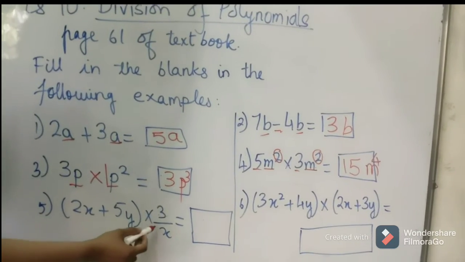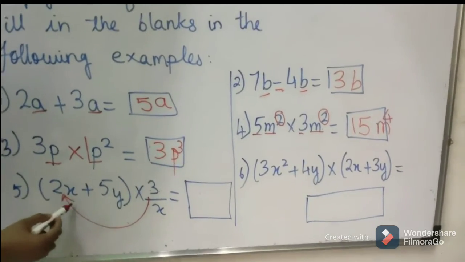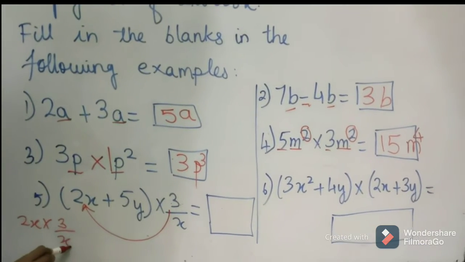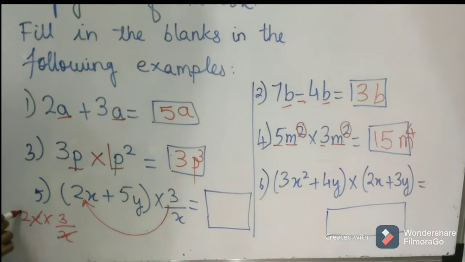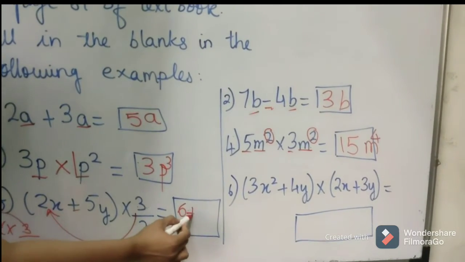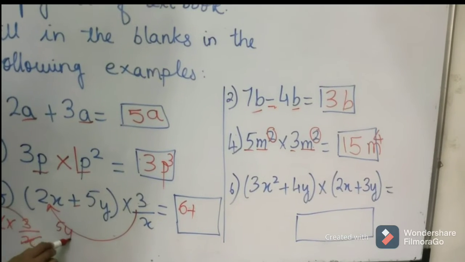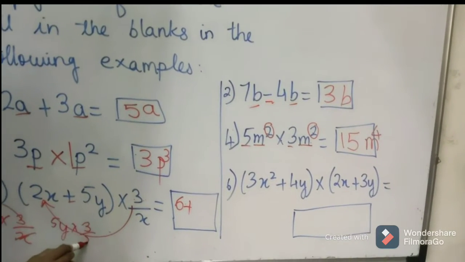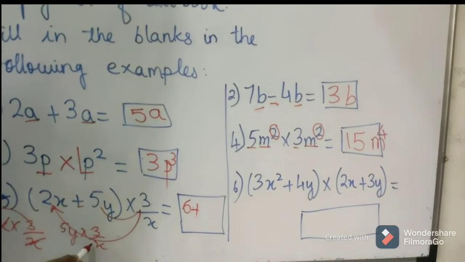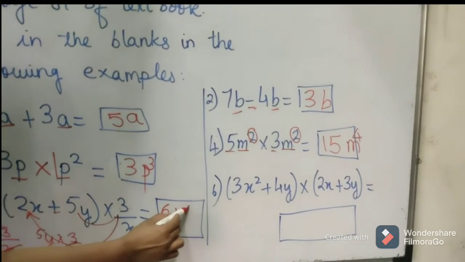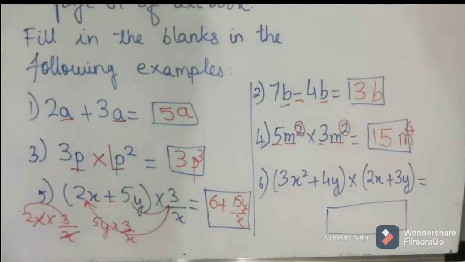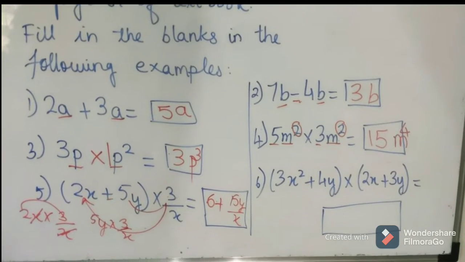And next sum you can see you have to multiply this term with the first term. So you can see here 2x into 3 upon x. So x and x will be cancelled, and 2 3s are, I'm writing here 6. Then I have a plus sign, and then 5y into 3 upon x. So I have to multiply the second term. So here nothing is cancelling, so 3 5s are 15. I have y upon x. So the answer will be 6 plus 15y upon x.